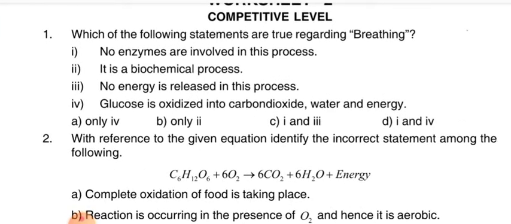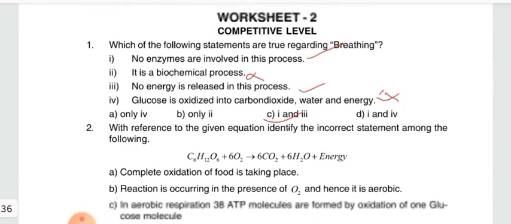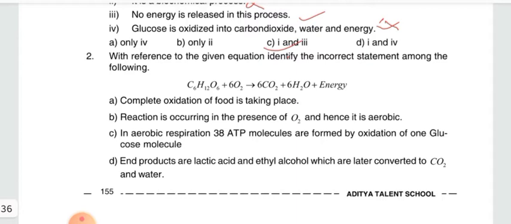Which of the following statements are true regarding breathing? In breathing, no enzymes are involved. True. It is not a biochemical process, it's a mechanical process. No energy is released in this process. True. Glucose is oxidized into carbon dioxide, water, and energy. No, that happens in cellular respiration. So 1 and 3 are correct statements. Answer is C.